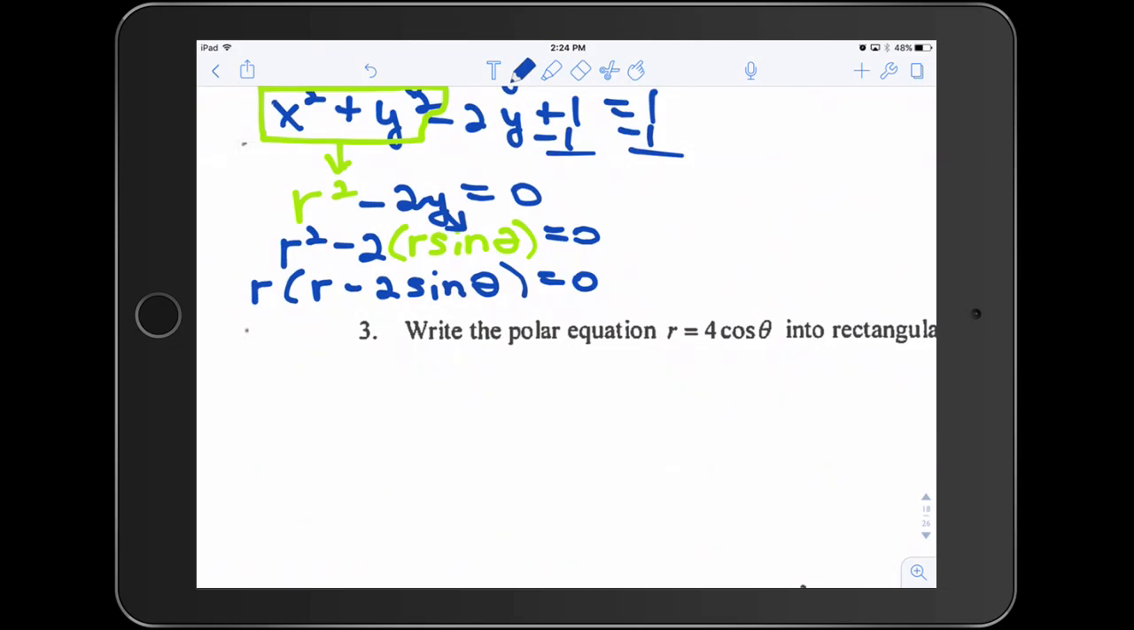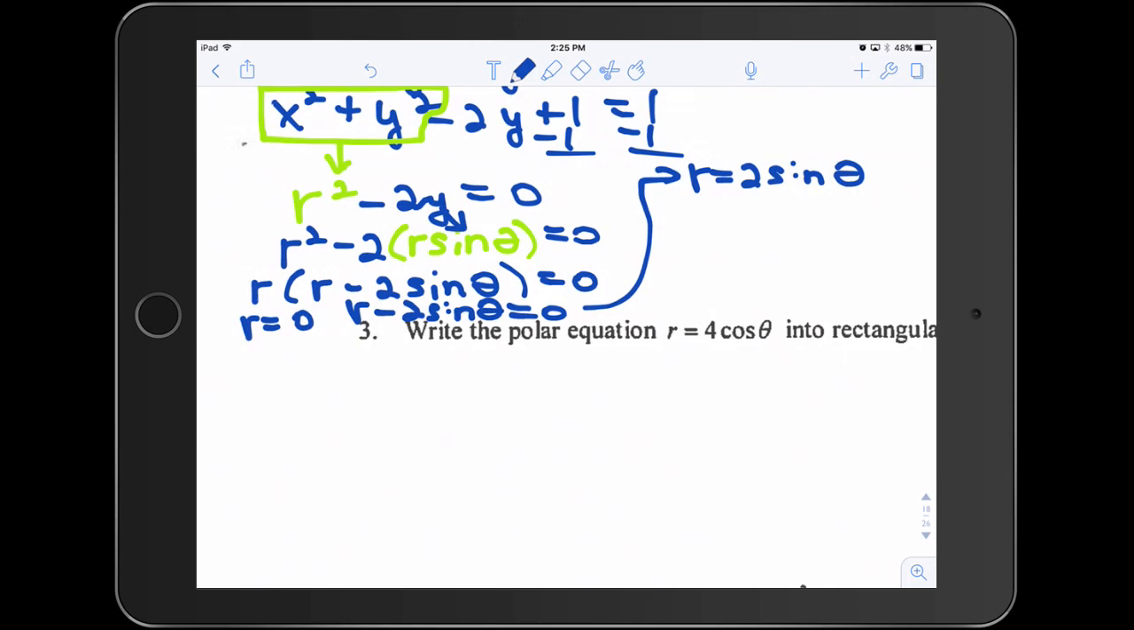If I were to go one step further, I know that this means that I have r equals 0, and I have r minus 2 sine theta equals 0. So you do need to get it so it's set equal to r. The r equals 0 is a negligible one, but looking at this one right here, I'm going to bring it up here, I end up with r equals 2 sine theta, and that is exactly what I want.